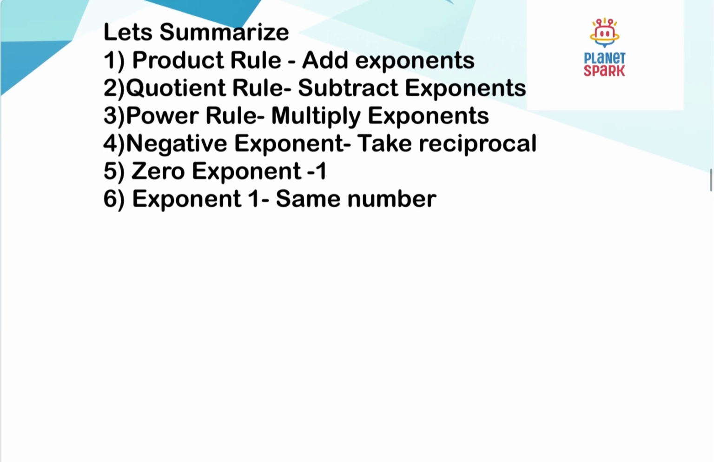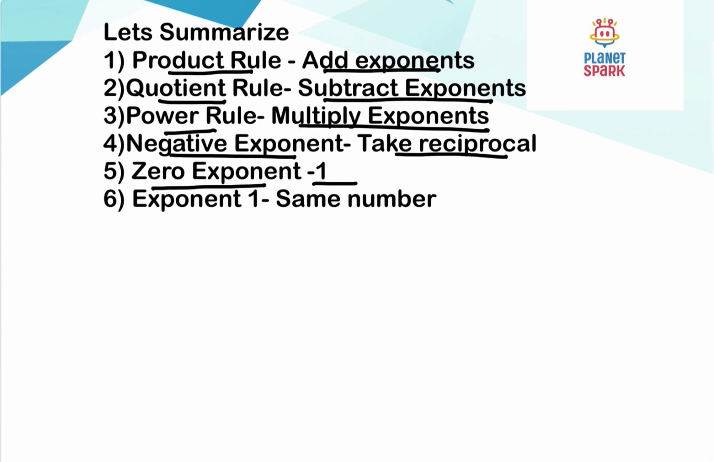So the product rule says if the base is the same, operation is multiplication, add the exponents. The quotient rule says if the base is the same, operation is division, subtract the exponents. The power rule says if there are two powers, multiply them. Negative exponent, take the reciprocal. Exponent is 0, the answer is going to be 1. Exponent is 1, I'll have the same number. This was what we have done in exponents today.